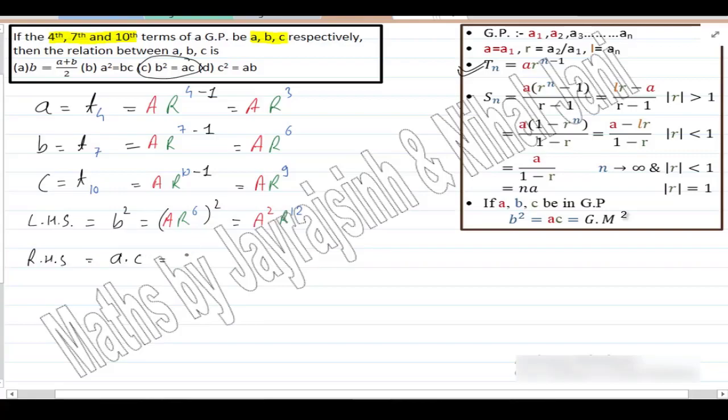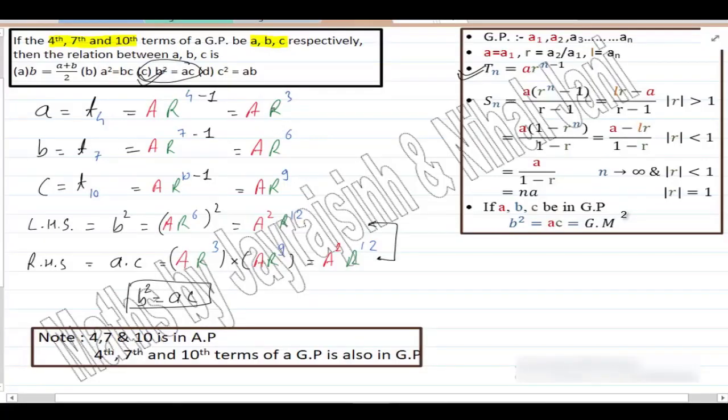Now on the right hand side we have A into C. Let's put the values of A and C. Then A into A will give us A square, and R raised to 3 into R raised to 9 will give us R raised to 12. So our LHS is equal to RHS. So we can say B square is equal to AC. Option C is the correct option.